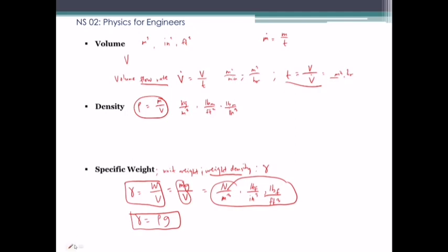Next we have specific volume. Specific volume is denoted by small v. This is the volume per unit mass. You may notice it's simply the reciprocal of density. Density is mass over the volume, so this is volume per unit mass. Therefore, it is the reciprocal of density.